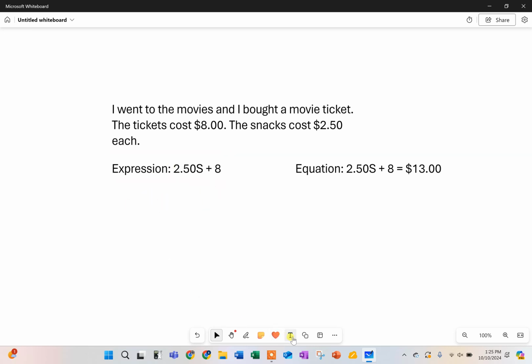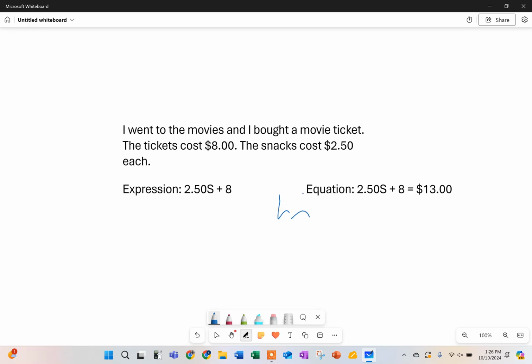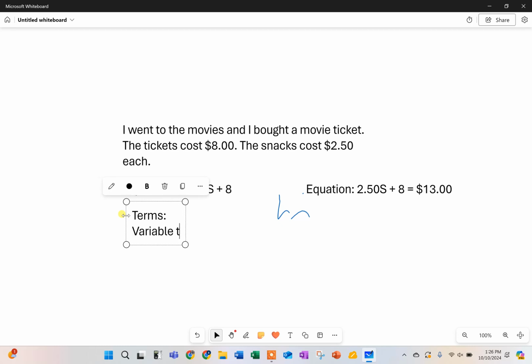So inside an expression are some things, and two of them in this case are our terms. My pen seems not to want to work. Let's see if I can get it to work. All right, our terms. So I have two types of terms. I have a variable term and I have a constant term.